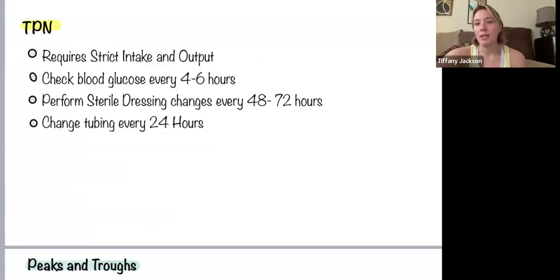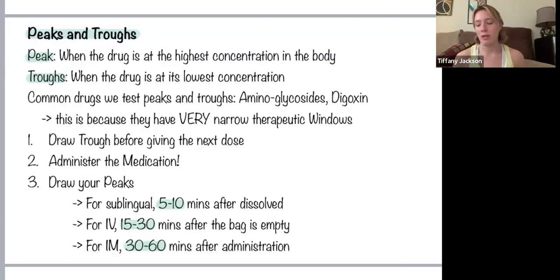Little concept about peaks and troughs. What are they? These are what we measure when we have a medication that might have a very narrow therapeutic window or can be toxic really fast, specifically vancomycin. So what is the peak? This is when the drug is at the highest concentration in the body. Our trough is when the drug is at its lowest concentration, okay? We always want to draw our troughs before giving the next dose, because if our trough is really elevated, we want to hold the next dose because we can give them a toxic amount of medication, okay?